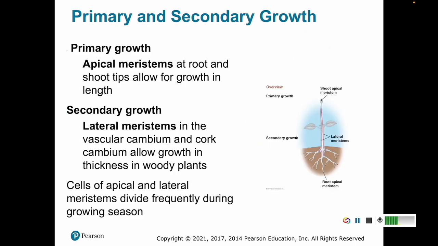There are two types of growth that you'll see in a plant. Primary growth lets things get longer, and secondary growth lets them get thicker. Primary growth occurs at apical meristems. So the shoot apical meristem will let the plant get taller, and root apical meristems will let the roots go down deeper. And then lateral meristems, in the vascular cambium and the cork cambium, let the plant get thicker. The cells of the apical and lateral meristems divide frequently during the growing season.